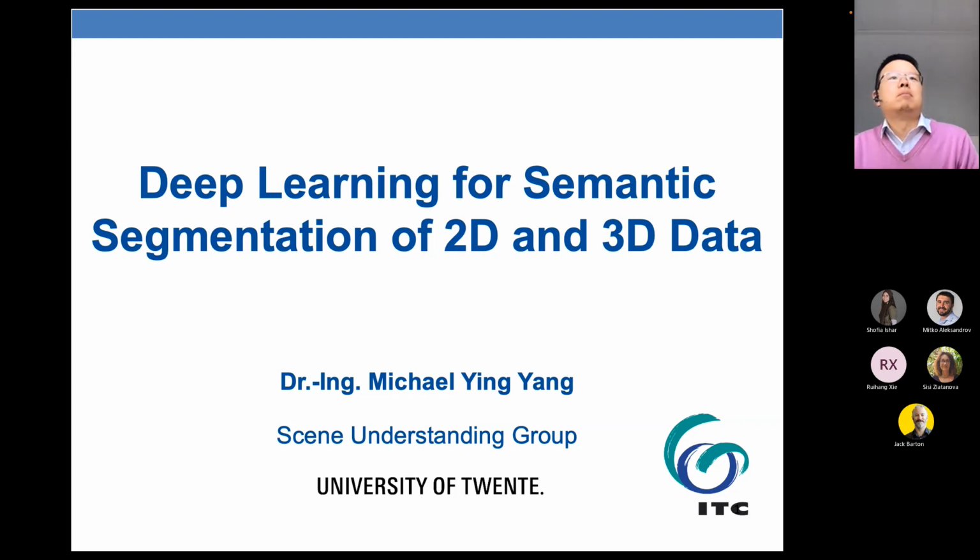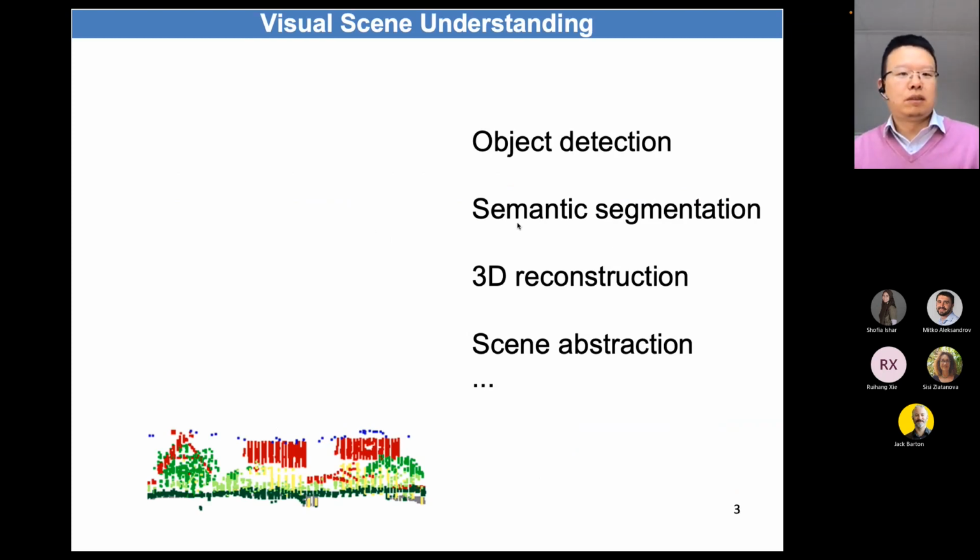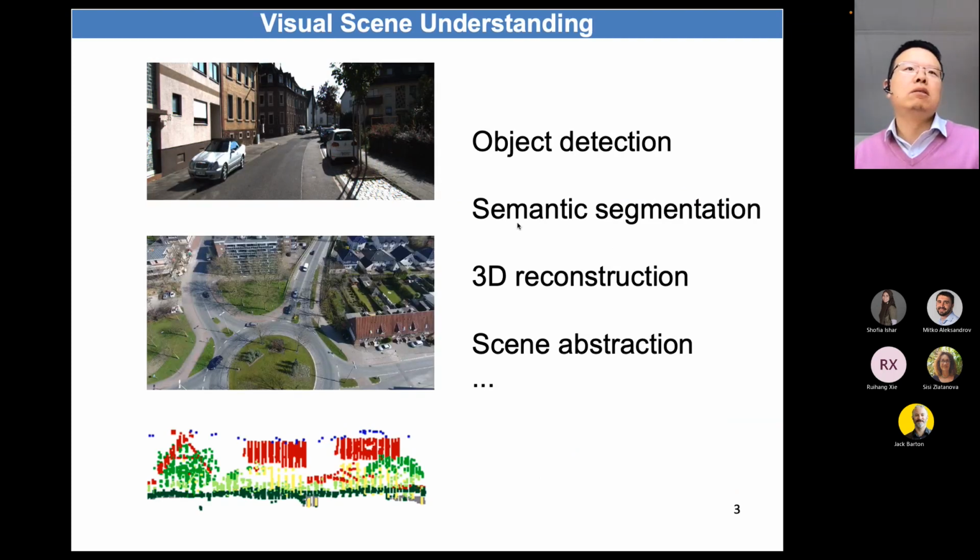What is my main research field? My group has been working on so-called visual scene understanding. For example, here we have different scenes: the first one from terrestrial imagery, then from the UAV perspective or from aerial images, and later the 3D point cloud. The tasks are object detection and semantic segmentation, 3D reconstruction, and scene abstraction.